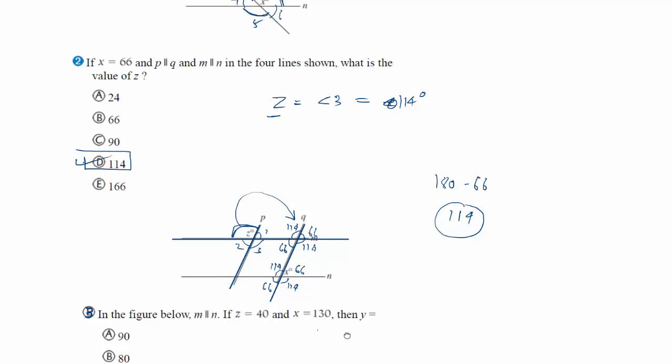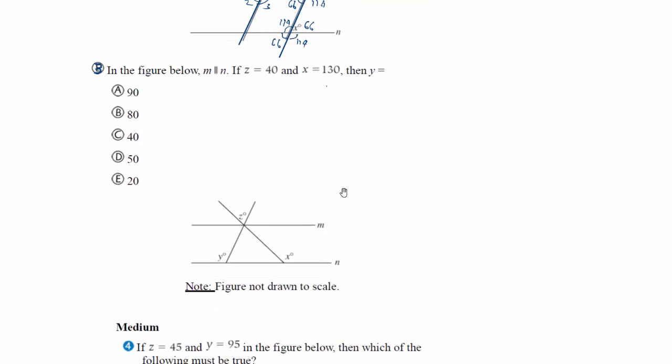Now let us see question number 3. In the figure below, M is parallel to N. So here M is parallel to N, and if Z is 40, so you're given this angle here as 40, and X is 130, so X is 130 here, then what is the value of Y?